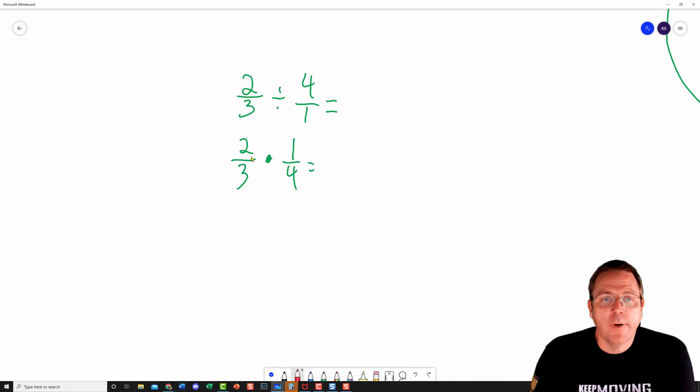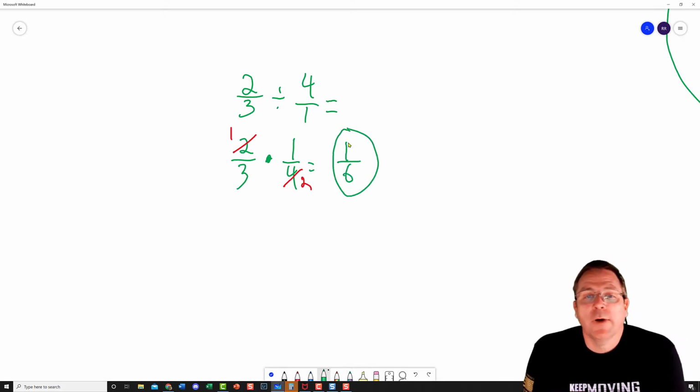Now we're going to simplify. 2 goes into 2 once, 2 goes into 4 2 times. That's all the simplifying we can do. 1 times 1 is 1. 3 times 2 is going to be 6, which means that 1/6 is our final answer.